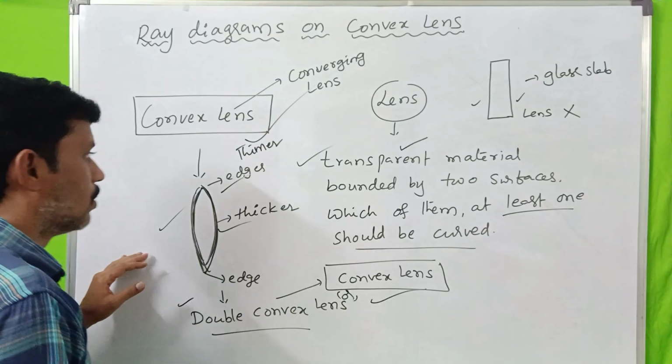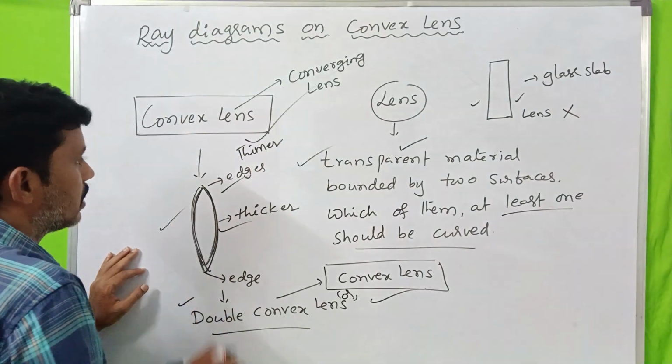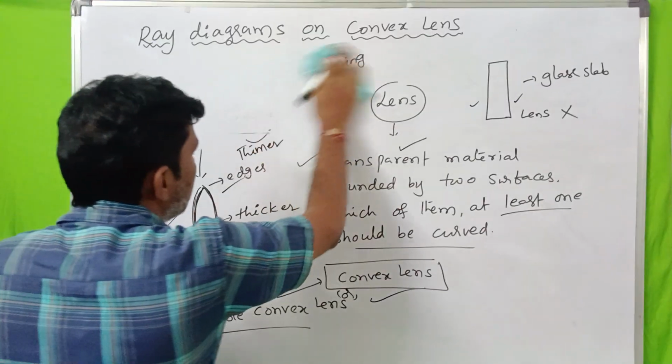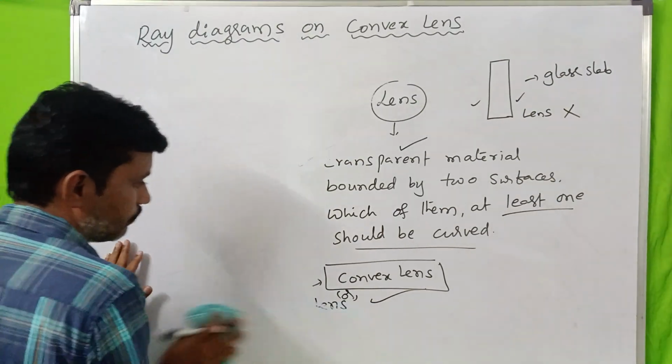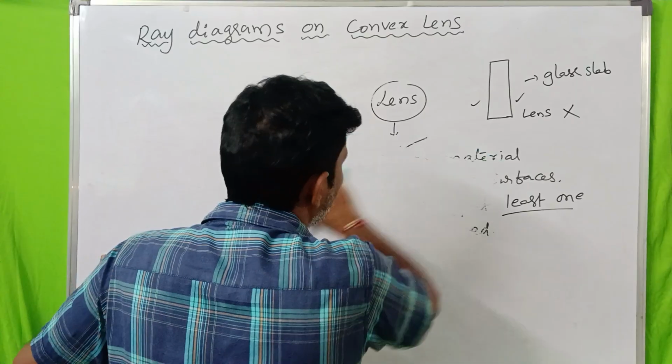That means how the images are formed on the lens. How can the lens form the images? We can discuss that by using the ray diagrams. Clear?